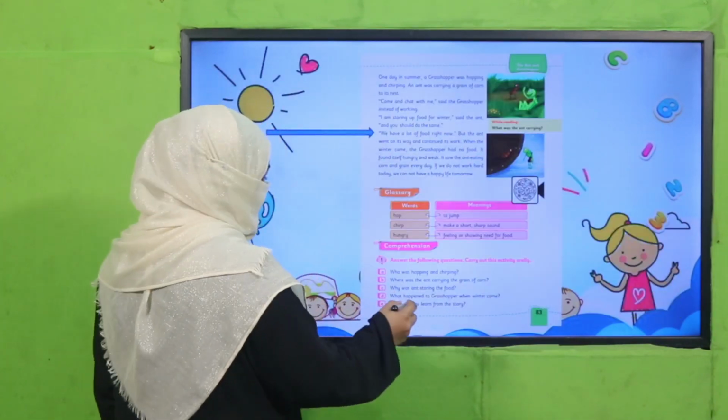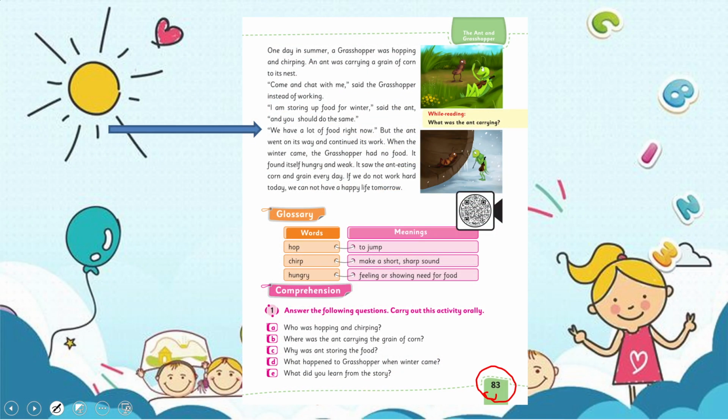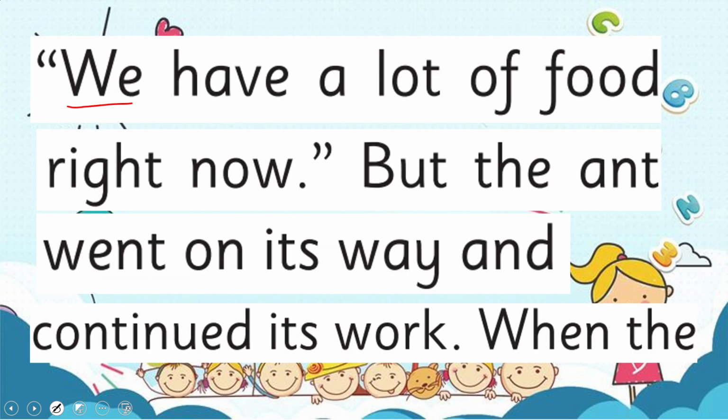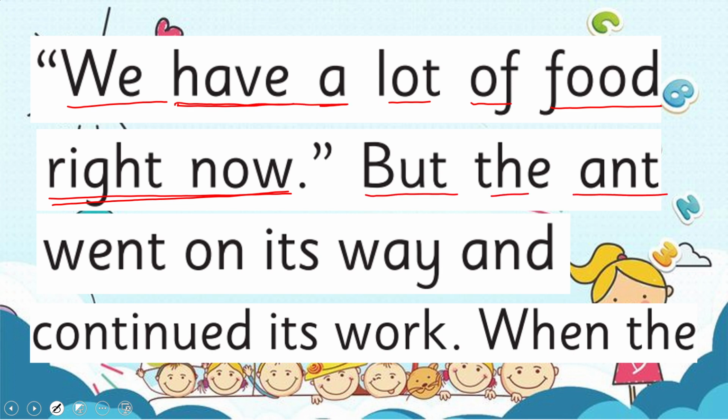What happened next? So all of you open your book on page number 83. From this point, I'm going to start reading. The ant was saying, "You should do the same." Okay. What did the grasshopper say then? "We have a lot of food right now." You see, he was so careless. But the ant went on its way and continued its work. Now the grasshopper was not working hard, but the ant was working hard. This is what we learned so far.